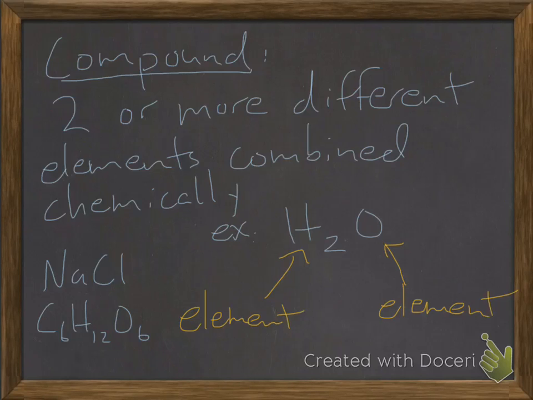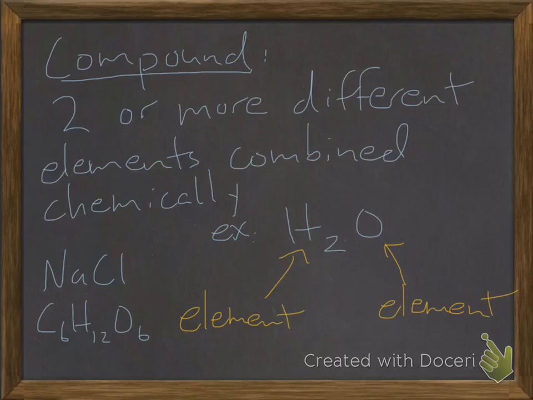Any questions on the distinction between element and compound? I know it can be a little bit confusing. It's simple because an element is just one letter, like one of the boxes on the periodic table, and a compound is two. Exactly. No, it can be two letters.